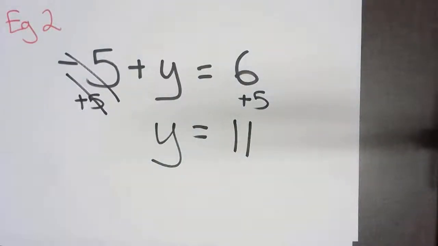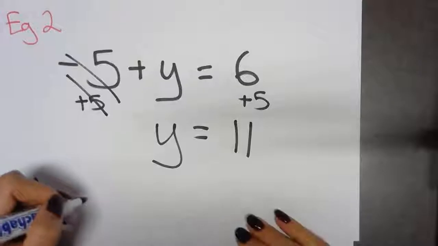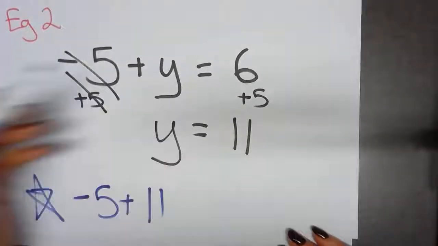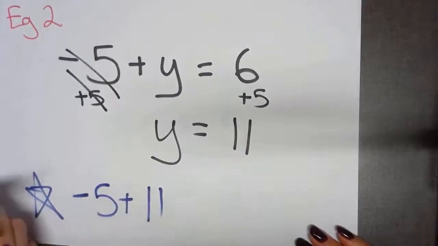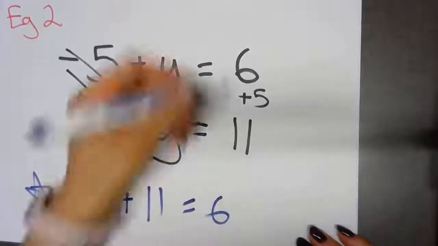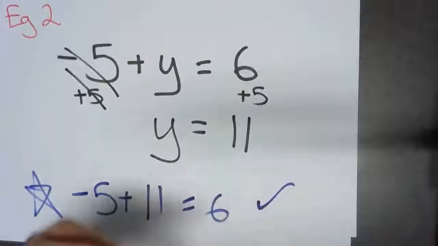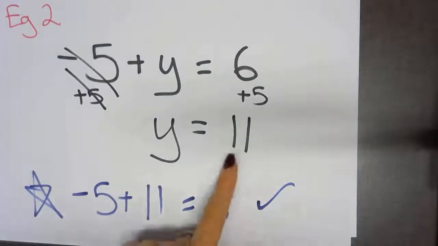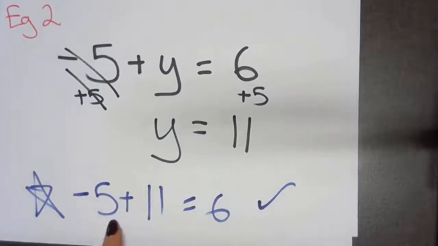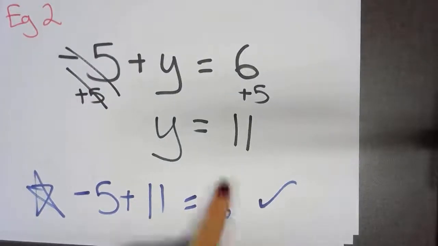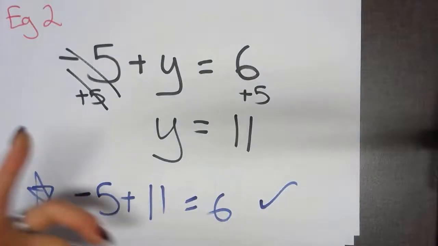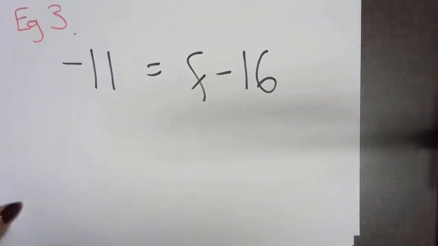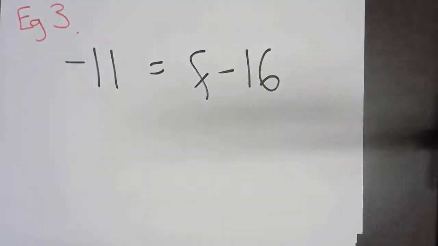Again, you make sure you do check. So then you have negative 5 plus 11. We can substitute that 11 in for y now. And we actually do that calculation and we know that equals 6. Yes, that's what the question originally asked. Say, for example, you had y equaling 10, then you know negative 5 plus 10 would not equal 6. Therefore, those numbers would not match up and we would need to then re-look at our work to check where we've gone wrong.